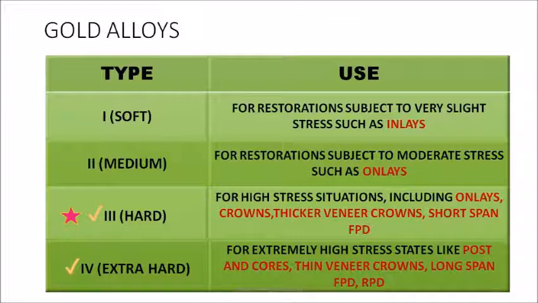In this, type 1 is mainly used in cases where the restoration is subjected to very slight stress, such as inlays. Medium type of gold alloy can be used for onlays where there is moderate stress. Type 3 is commonly used for crowns and short span FPDs. Whereas type 4, which is the extra hard gold alloy, is used in cases of long span FPDs, RPDs, then post and core and thin veneer crowns. Type 3 and type 4 are used in FPDs.